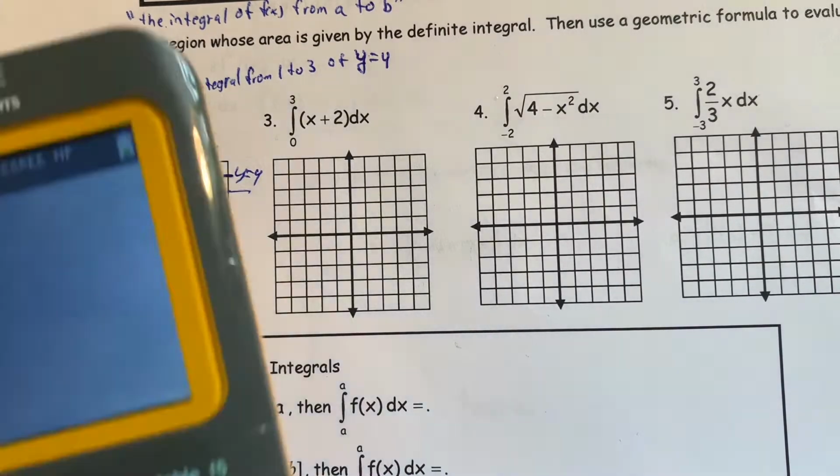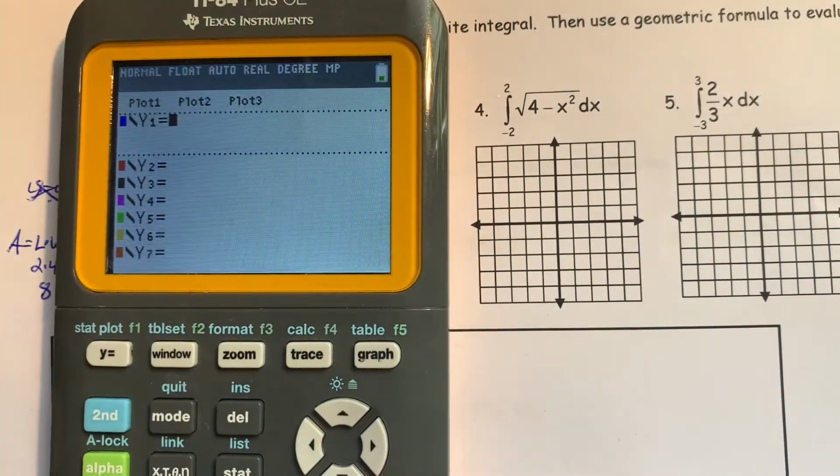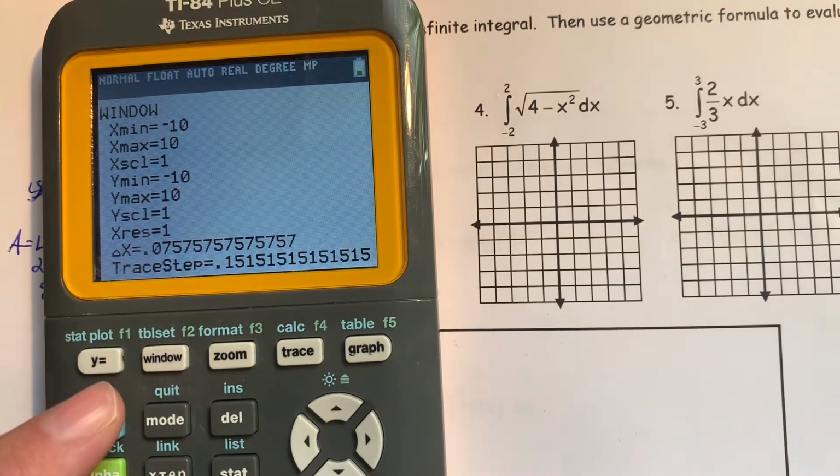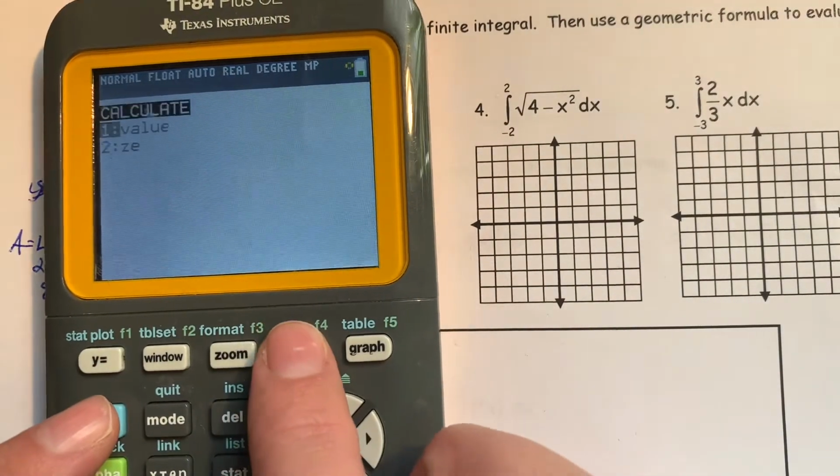And soon we'll be learning about what's going on. We can use a calculator to visualize this a lot of times. If I put y equals 4, let's go between, okay, cool, that's good enough. And I press, there's a calculate button.